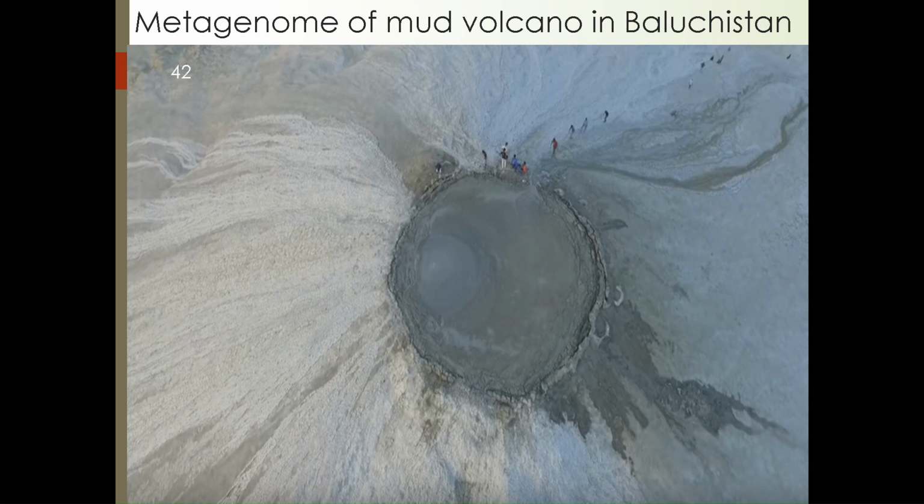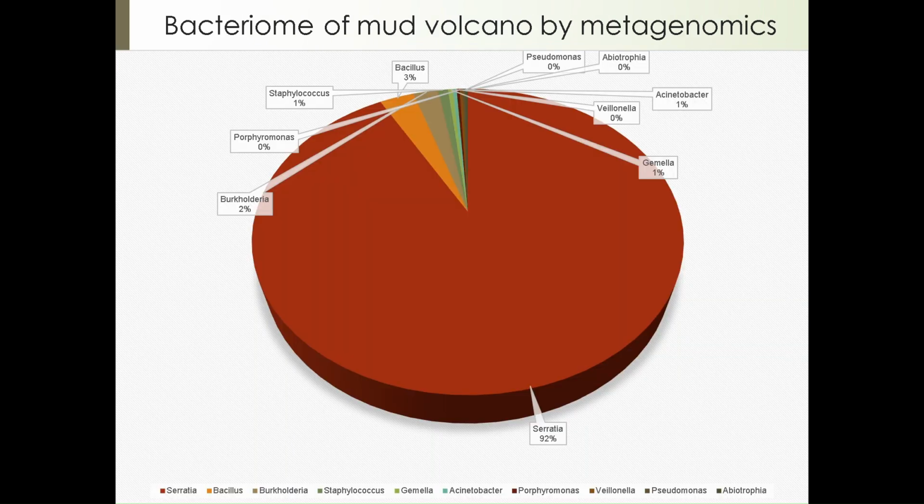The last study which I want to mention is the metagenomic analysis of the mud volcano in Balochistan, in Lasbela district near Karachi. We visited there and collected samples from different mud volcanoes. It is a very interesting and unique geophysical phenomenon present in Pakistan, and we carried out the metagenomic analysis of the mud volcano. We found that more than 90% of the bacteria present in this mud are Serratia. It's not a very complex microbiome over here.